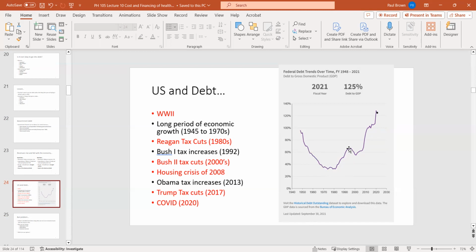So the deficit rose. Then Bush, the first Bush, put in a tax increase, so the deficit fell. And then Bush 2 put in a big tax cut, and so it rose. And then you have the recession here, so it rose again. And then you have the Trump tax cuts, which led to increases, and you also had COVID. So you've seen this dramatic increase in the amount of debt.